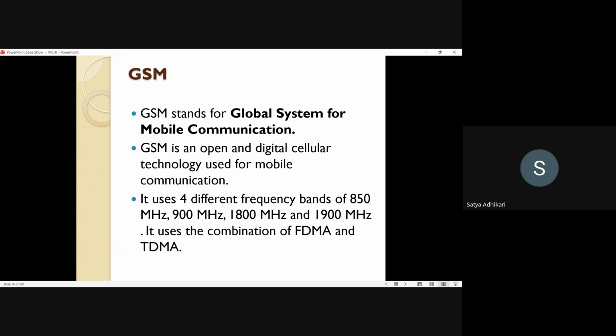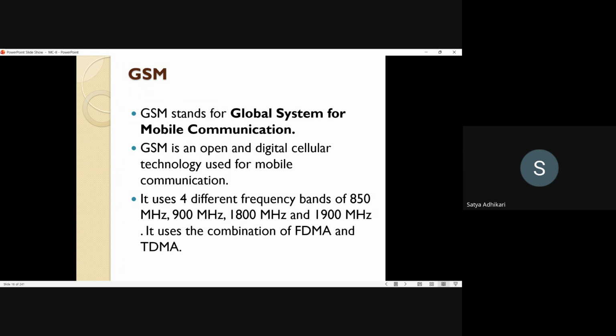The first mobile network or mobile communication which was used was GSM. As we discussed, GSM uses TDMA, a TDM multiplexing technology. GSM stands for Global System for Mobile Communication. It is an open and digital cellular technology used for mobile communication. It uses four different frequency bands: 850 megahertz, 900 megahertz, 1800 megahertz, and 1900 megahertz. It uses the combination of FDMA and also TDM.